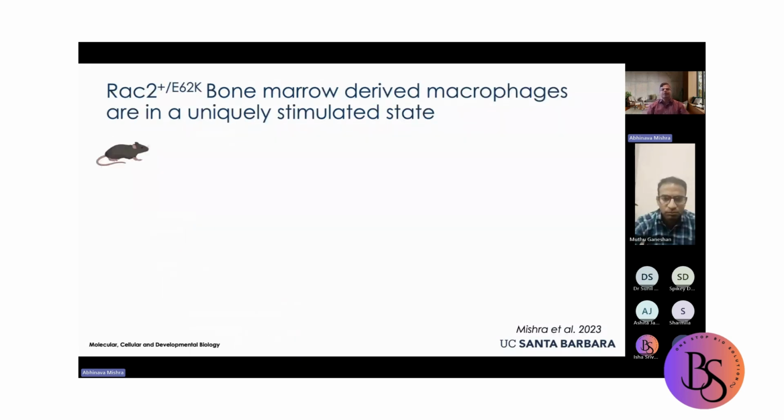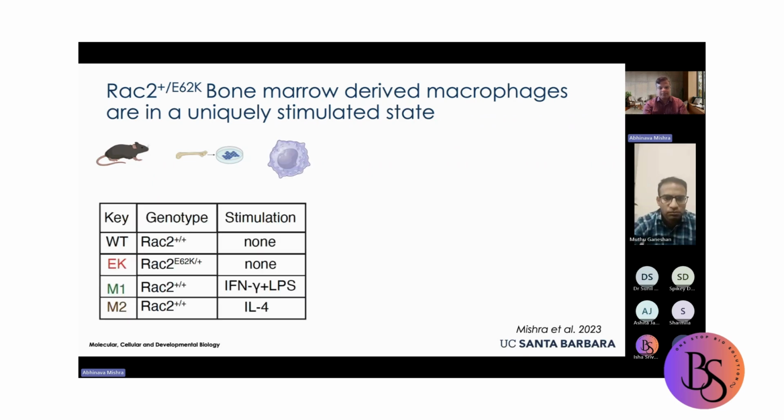So we wanted to see whether the hyperactive macrophages are more M1-like, pro-inflammatory, or more M2-like, anti-inflammatory. So again, we harvested the bone marrow, we differentiated them into macrophages, and then we had wild type and the RAC mutation macrophages.